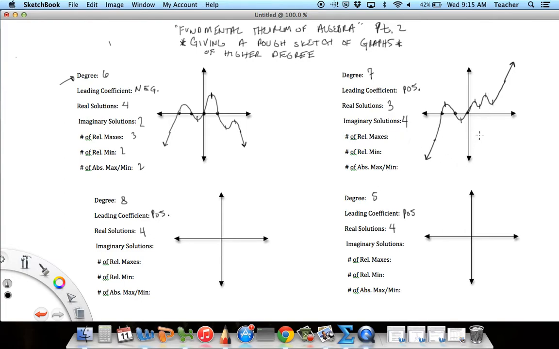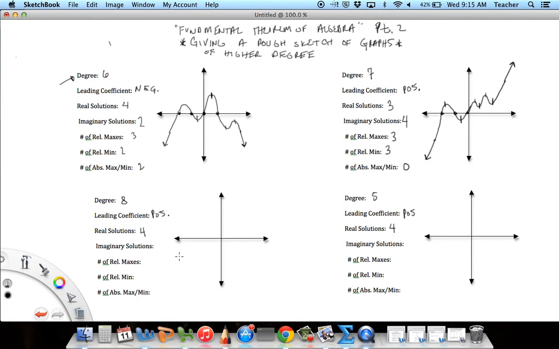And relative maximums, I have 1, 2, 3 relative maximums, and I have 1, 2, 3 relative minimums. Whoops, whoa, getting a little crazy here. And then you'll notice that there are 0 absolute maximum or minimums, meaning that there is no high point or low point in this particular case because it is an odd degree polynomial. Okay, so that's going to tell you that it's automatically 0 on absolute value.